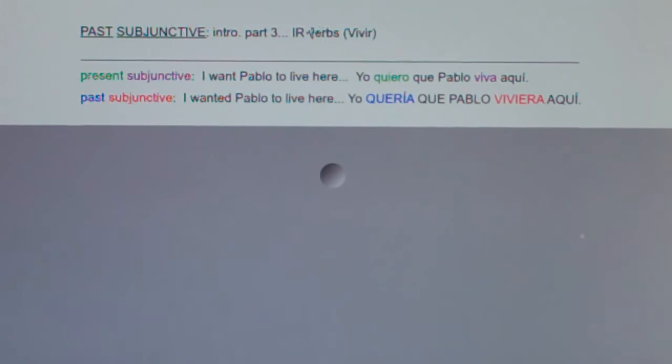All right, let's look at this present tense, present subjunctive sentence. I want Pablo to live here. Yo quiero que Pablo viva aquí. Why is that subjunctive? Well, there are two subjects, I and Pablo. There are two verbs, want and live, and there's an implied command. Pablo should live here.